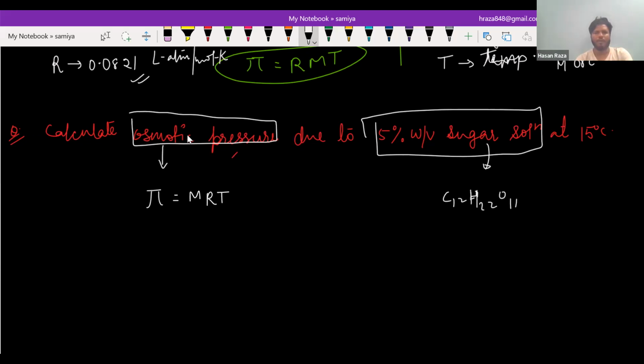Now look at the question. What is given? 15 degrees centigrade, that can be converted into Kelvin. Temperature is given. R is a constant that we can take as 0.0821. What about M? M is molarity or concentration. In the first lecture, when we started molarity, I had given some questions on this. Can you calculate molarity of 5% weight by volume sugar?